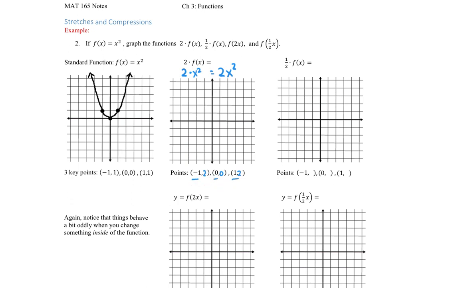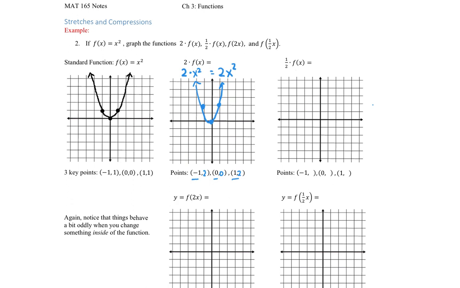When we plot those points, we'll be able to draw our parabola through, and we'll get something that looks like this. Compare these two graphs. This graph right here looks skinnier than the original one.